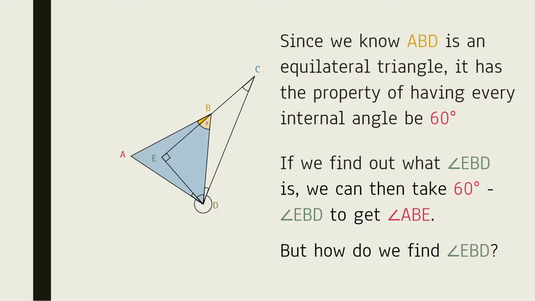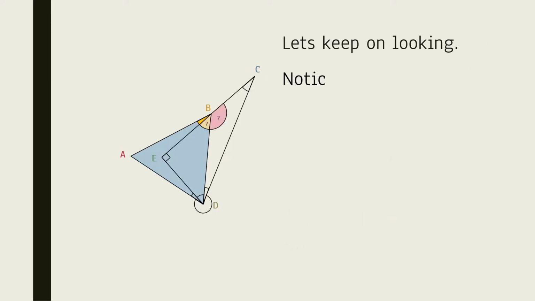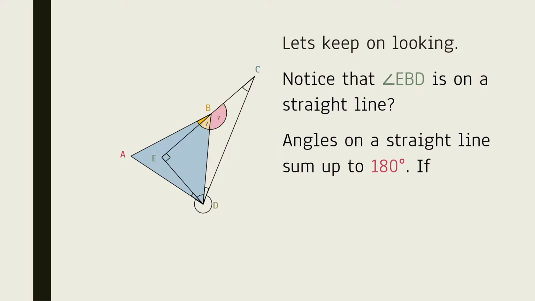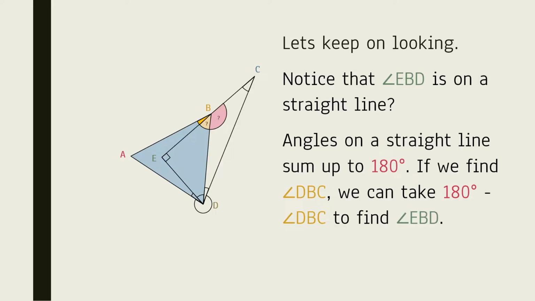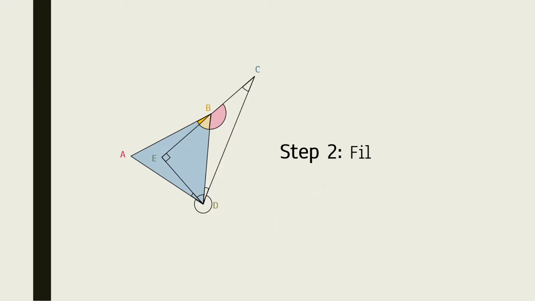But how do we find out what EBD is? Let's keep on looking. Notice that angle EBD is on a straight line. Angles on a straight line sum up to 180 degrees. If we find angle DBC, we can take 180 degrees minus the value of the angle DBC to find the angle EBD. Thus, we have identified two important angles that we should work towards in order to help us find the final angle. After we have come up with a plan, it's time to fill in the gaps.